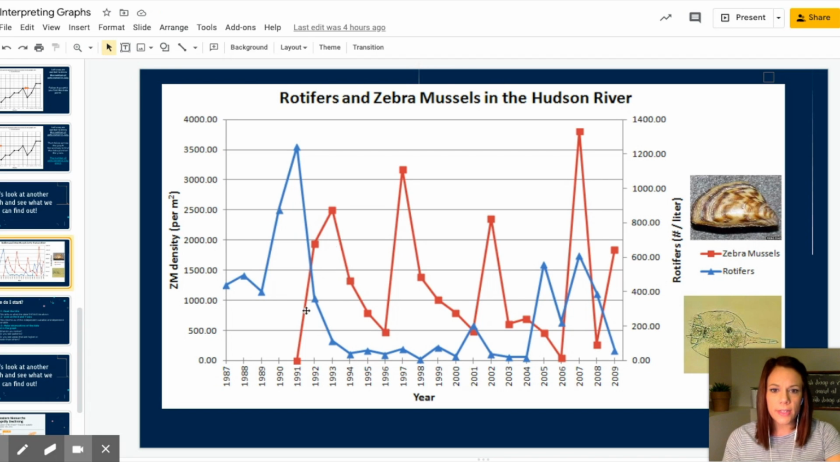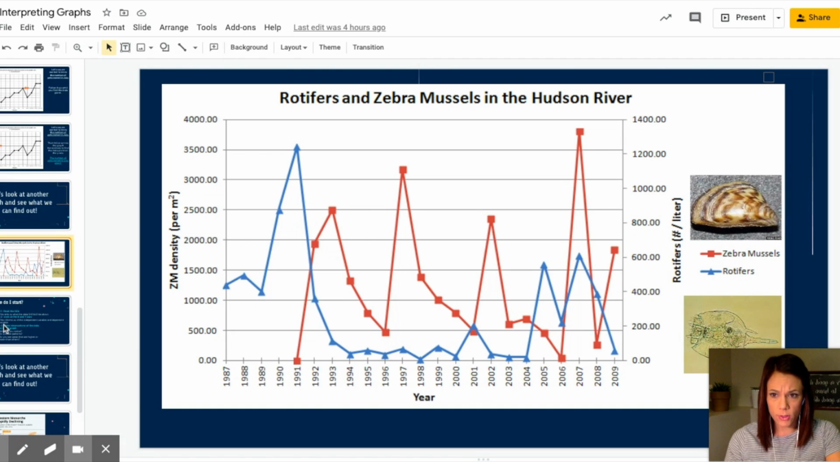So we've got the title down here. We've got year, so it goes from 1987 to 2009. And then here we've got ZM, or zebra mussel density. That's basically how many zebra mussels are in a certain space of water. And then we've also got that over here, the rotifer population density too. So lots going on in this graph.